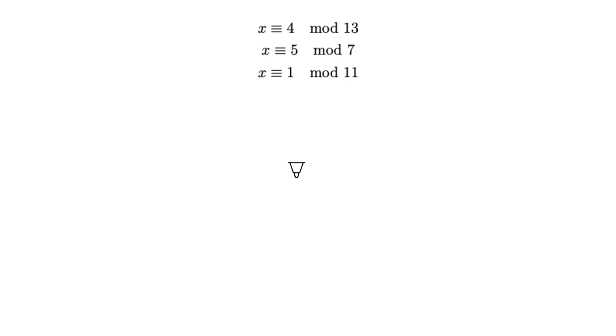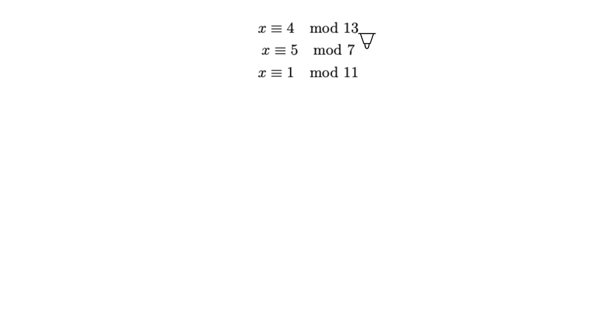Let's take a look at how we can solve a system of congruences using matrices. We want to find a value of x, an integer, that satisfies all of these congruences: 4 mod 13, 5 mod 7, 1 mod 11. And this solution will be unique modulo the product of these moduli.